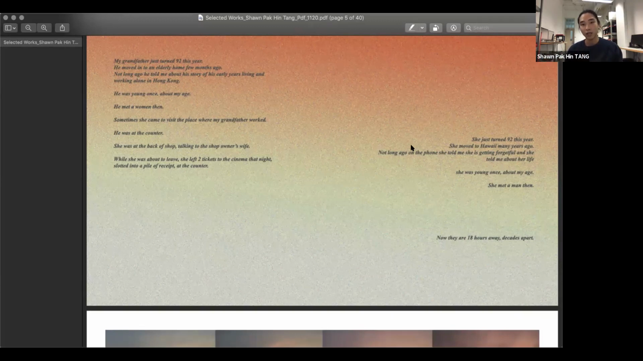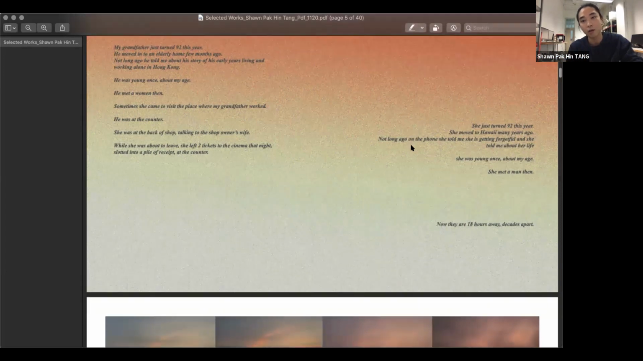And then this story gave me a very ambiguous feeling, and I can feel the romantic sense that my grandfather is trying to show me. I don't know. But then they separated during the 60s, 70s, and now they are living in two distinct locations, one in Hong Kong, one in Hawaii. And I was intrigued by this locational difference and the time difference between the two places.